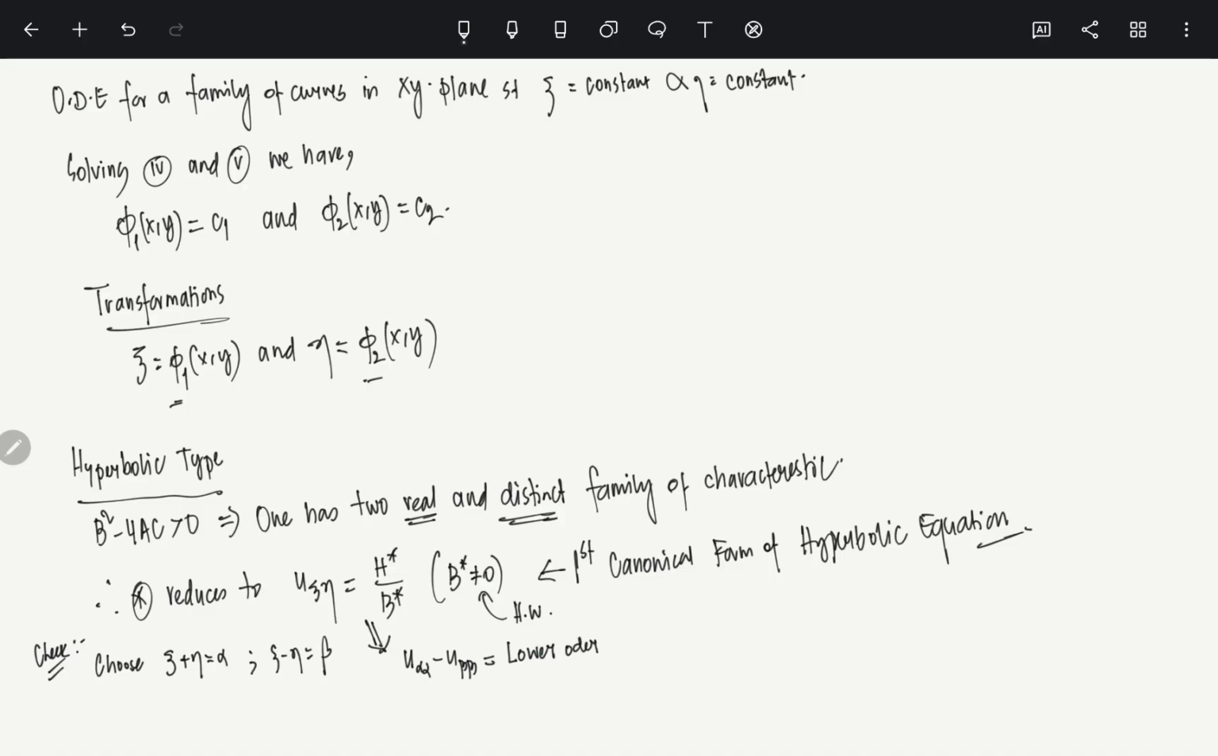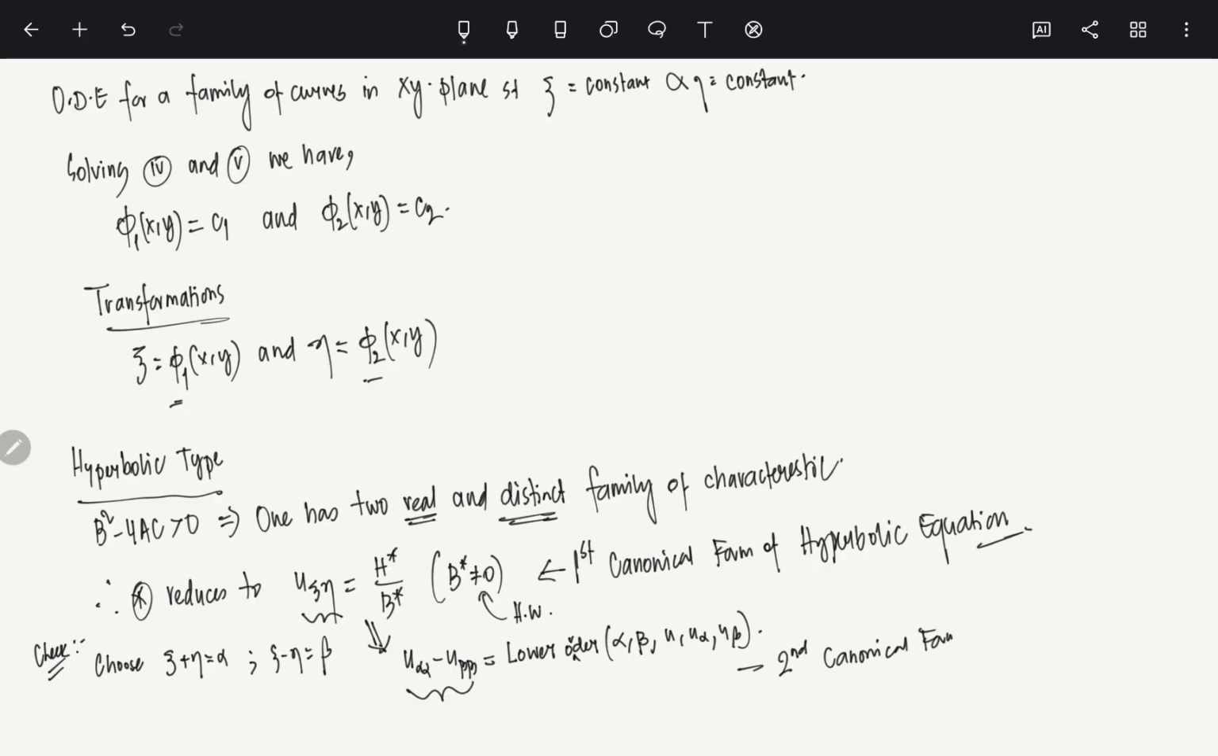And what are the lower order terms? They contain alpha, beta, u alpha and u beta. So basically first order or zero order terms will be there, and the highest order term is only this. In the first form the highest order term is u of xi eta, but here it looks like this. So this is the second canonical form.